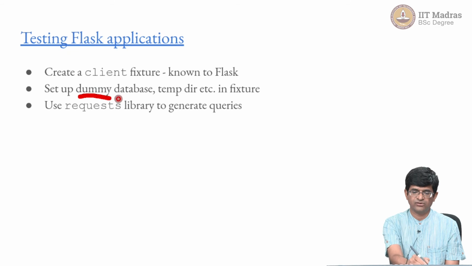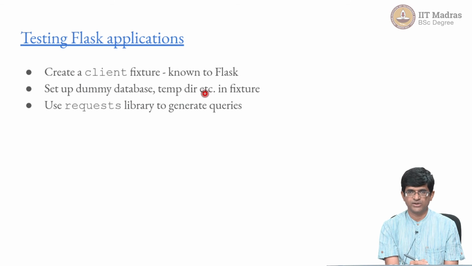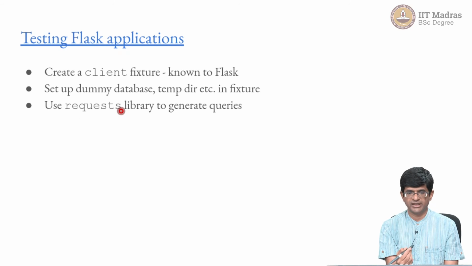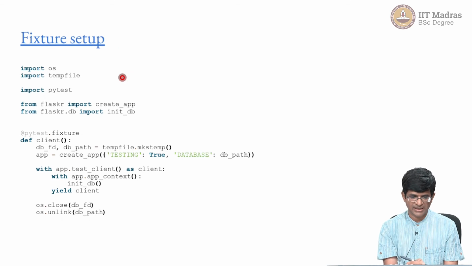So, in the fixture I can, for example, set up things like a dummy database, a temporary directory in which to run and so on, right. But ultimately it sort of uses the requests library from Python with this client object in order to generate the requests. Okay, let's take an example.